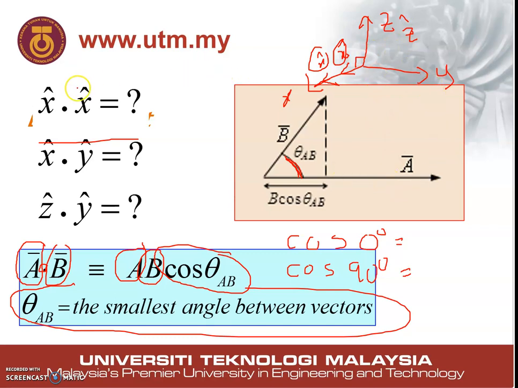So now it will help us to answer this equation. Unit vector of x dot unit vector of x, what is the answer? It is 1, because they are parallel. How about this one? Unit vector x times unit vector y, they are orthogonal, so this one is 0. The same goes for this.